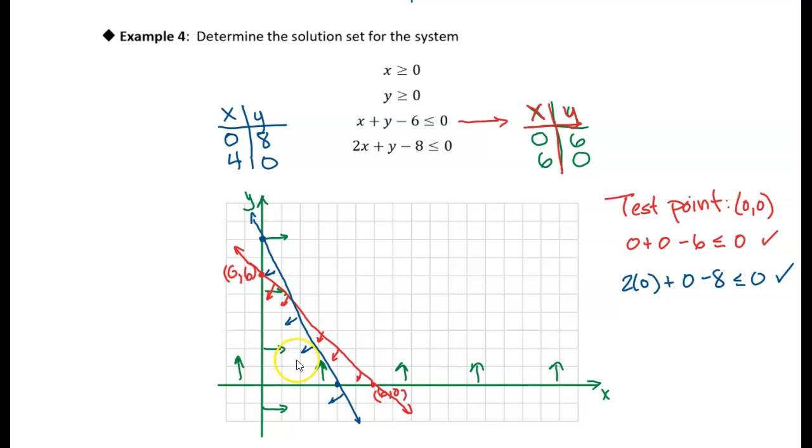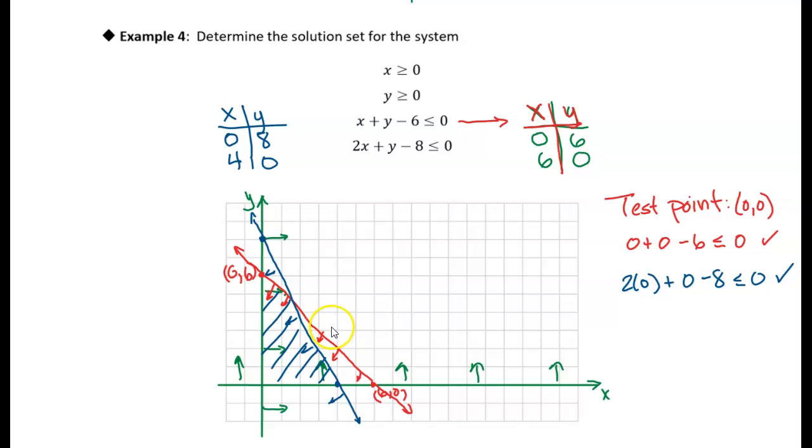And I want to shade the region that contains the points that satisfy all of these inequalities, every single one of them. All right, I want them all to be satisfied. So I just need to look at where all these arrows are pointing, right? I'm to the right of the y-axis. I'm above the x-axis. I'm below the red line, and I'm also below or to the left of the blue line as well. So what I want to do is shade this area here, because that contains all of the points that satisfy all of those inequalities.